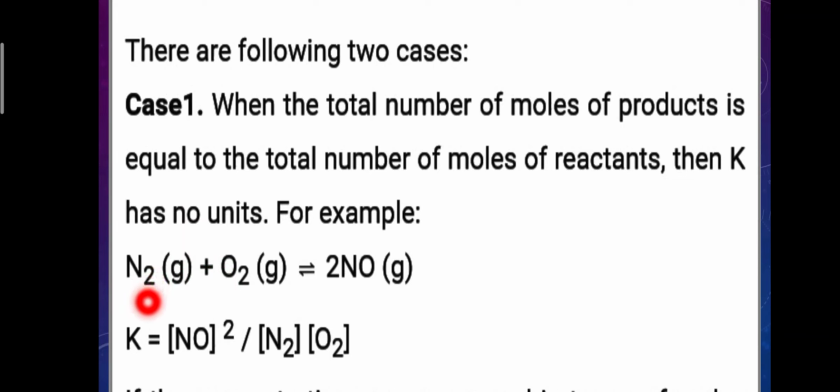K equilibrium, or Kc, is equal to the active masses of products, that is NO to the power 2, divided by the active masses of the reactants, that is N2 times O2. Here we have seen that 2 moles of NO are formed. So K is equal to [NO]^2 divided by [N2] into [O2].